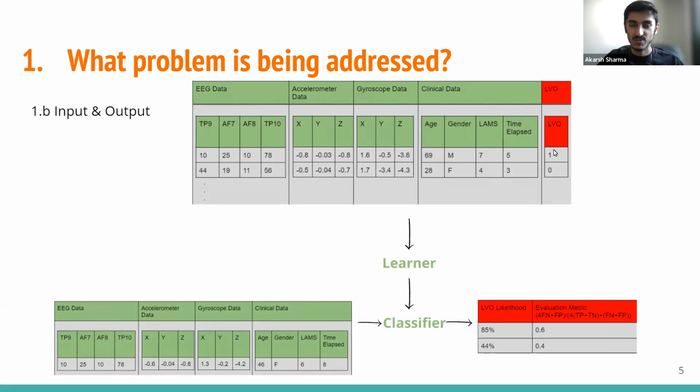So the overarching goal of the project was to use a machine learning model to learn all the patterns in the data, learn the trends, and then build a classifier such that when you give the measurements of a new patient, we can output whether the patient is likely to get an LVO and how likely he or she is to get an LVO, in terms of percentages. And we also have a custom evaluation metric, which is a loss function, which I'll get to later.